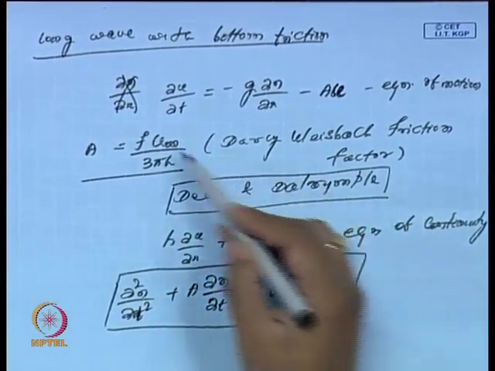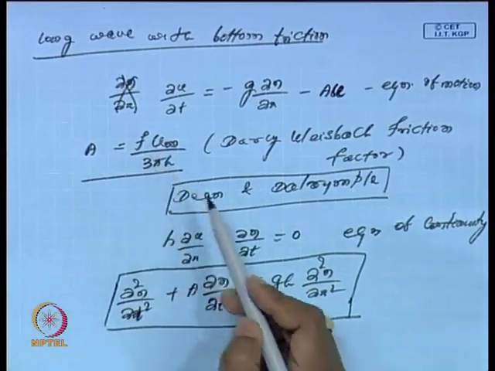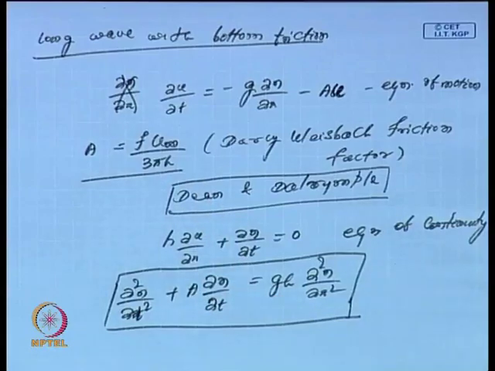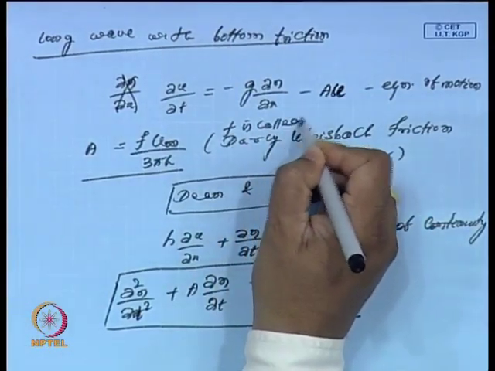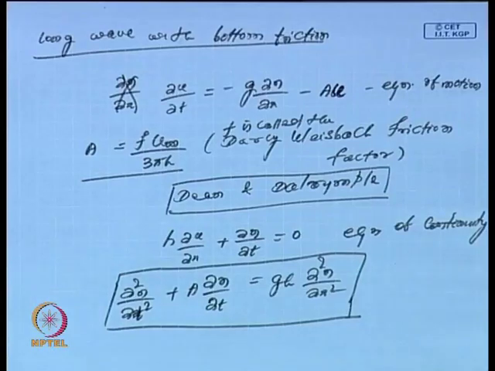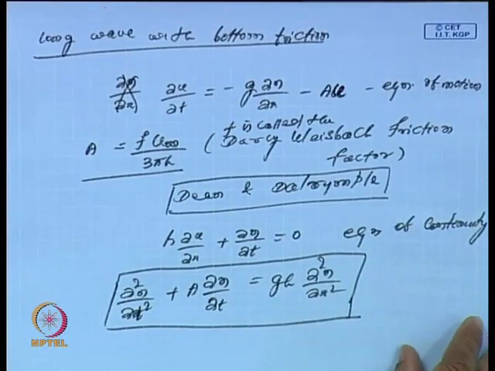where a is given by this number and depends on u m, the maximum speed, and f is a factor which depends on the bottom friction; this is basically the friction factor. So this becomes the equation of motion for the long wave, and if a is equal to 0, this is the same as the one-dimensional long wave equation. Now, let us analyze this.